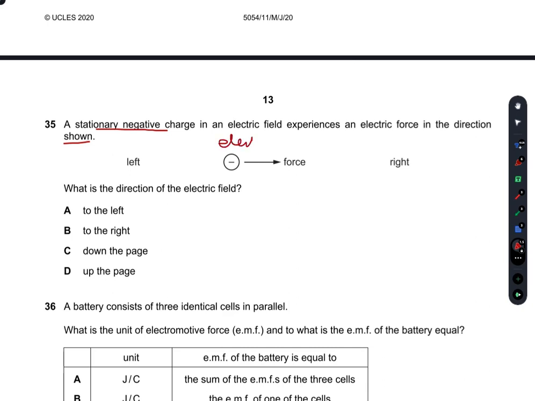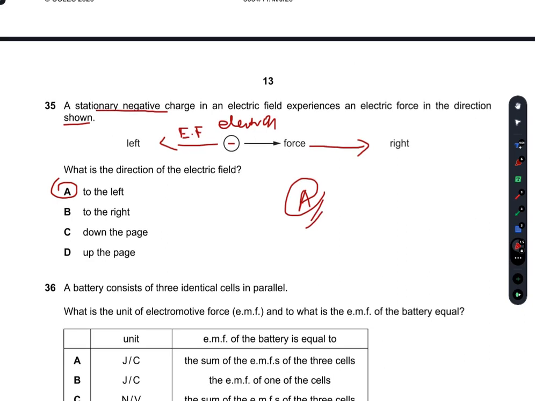So this is an electron, and we know that an electron always travels in the opposite direction to the electric field. Since it is moving towards the right, it means the electric field is acting towards F. So A is the right answer.